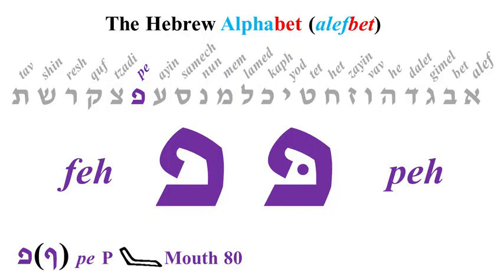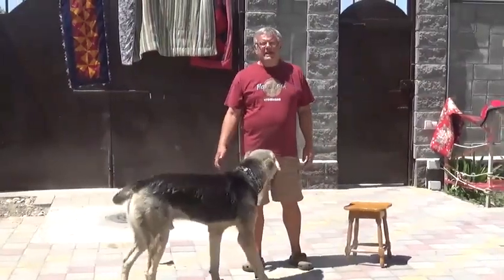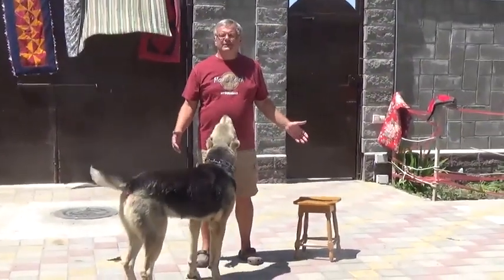It also makes the F sound as in ferocious. Pei can also make the F sound, as in ferocious.